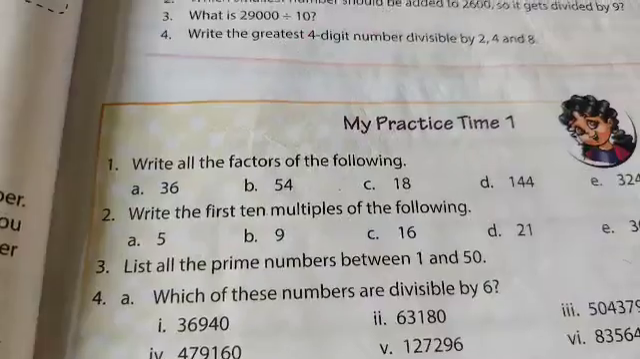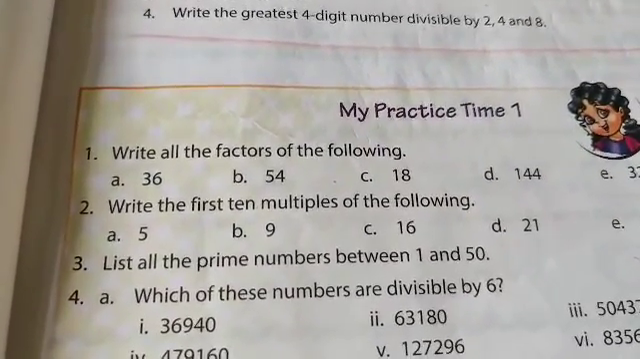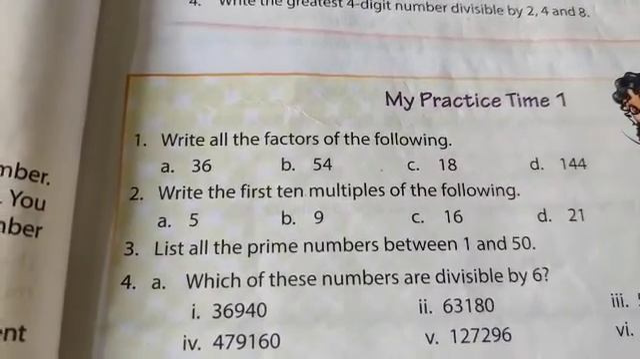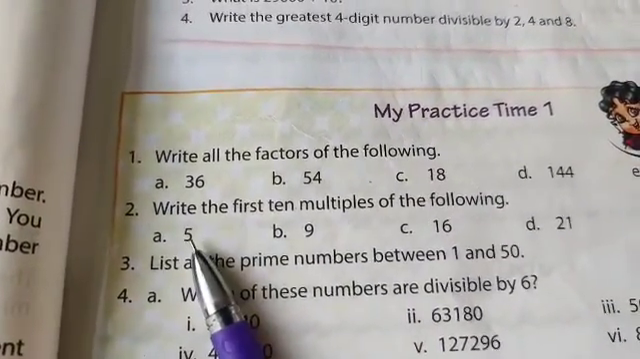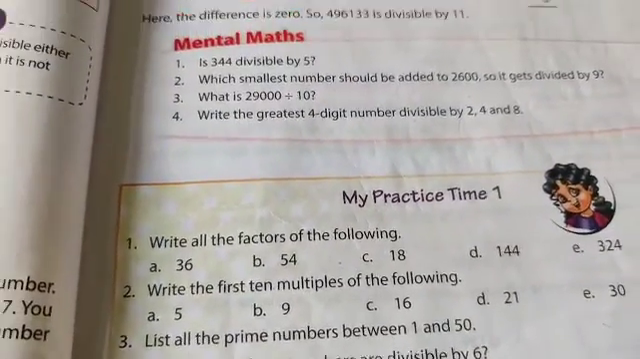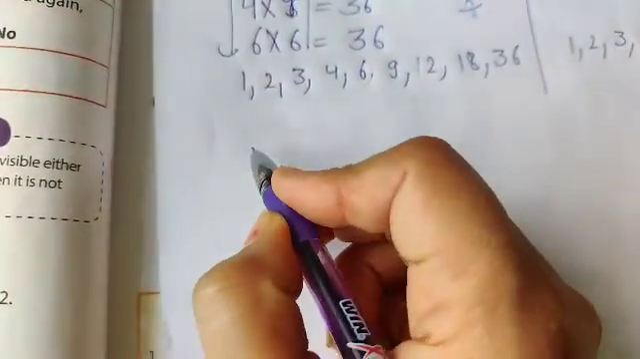Now moving to the second question. Find the first 10 multiples of the following. आपको first 10 multiples लिखने हैं. Means you have to write the table of 5 up to 10. Table of 9 up to 10. Is it clear? Sure?